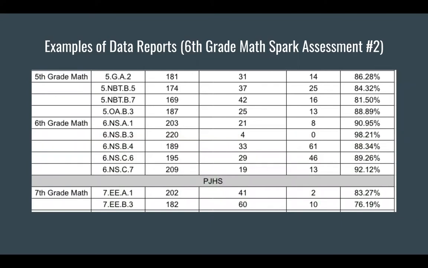So this is what we try to look at in the principals meetings. We share this information. We have percentages over there on the right that tells us exactly where we're at based on the standards. This sixth grade, this Spark assessment 2, we were really successful. I mean, our lowest number of standard was 88.34. This building, this 5, 6, and 7, 8 have been really successful since we started this.